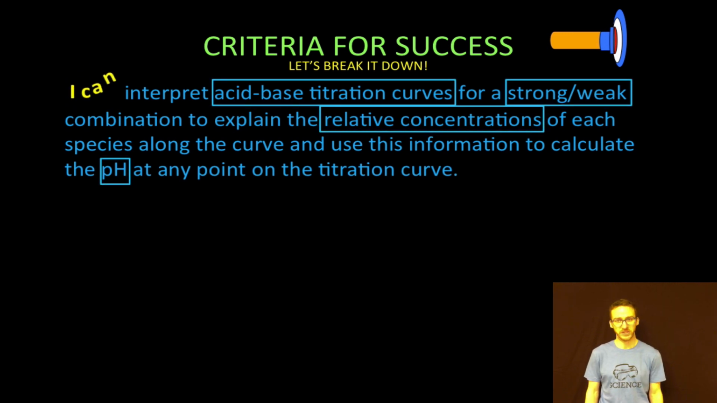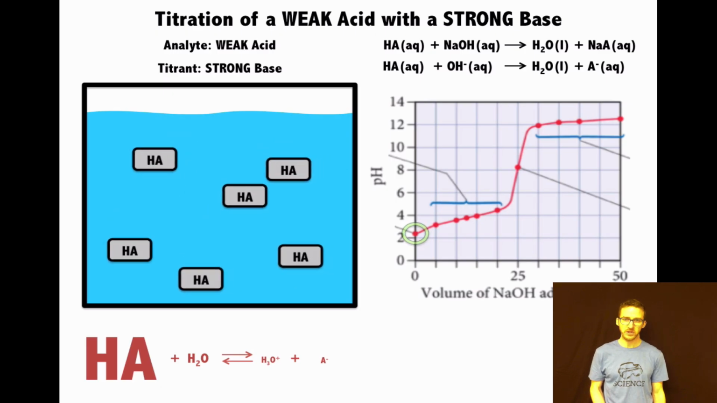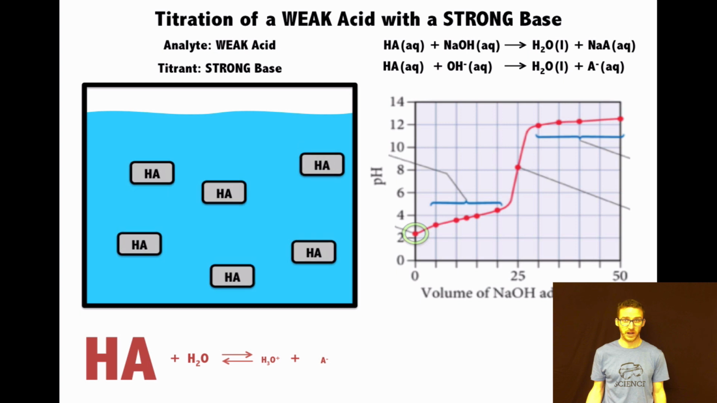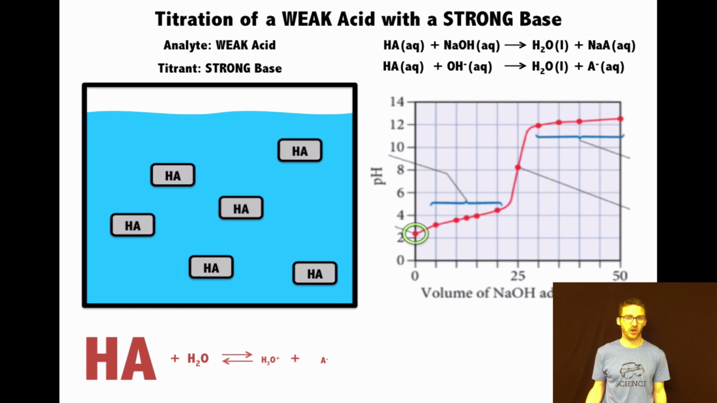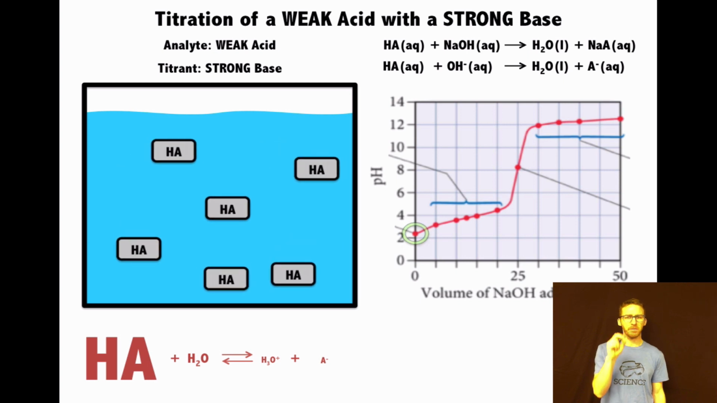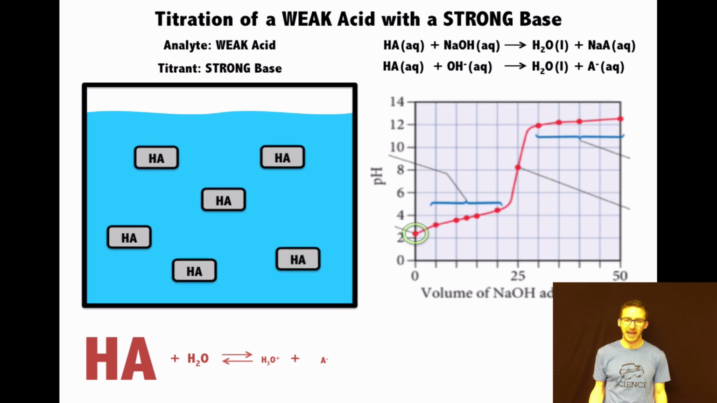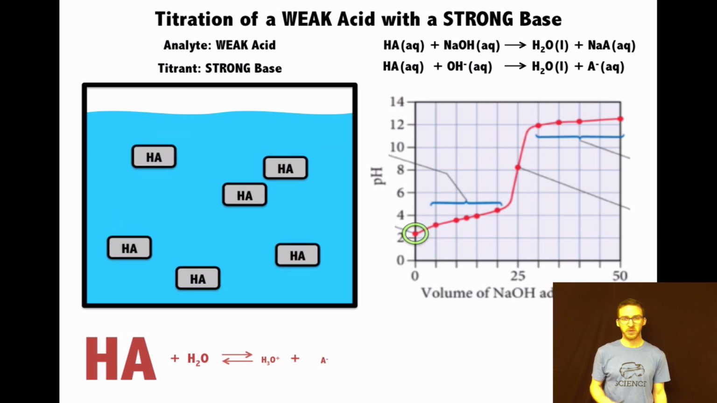point along the titration. Now, as you take a look at your screen and in your notes, I'm first going to work you through the titration of a weak acid with a strong base. And I want you just to focus on what is in the beaker at the particulate level. And then we'll come back and talk about how to calculate the pH as we perform the titration.